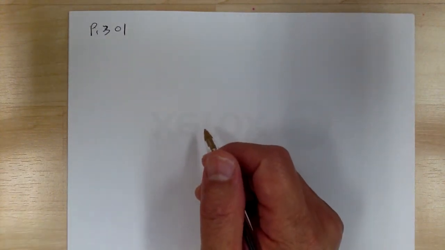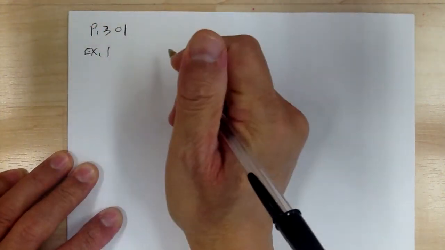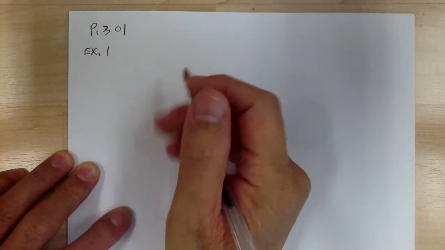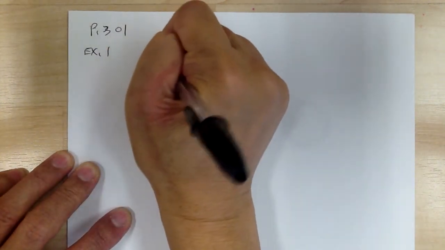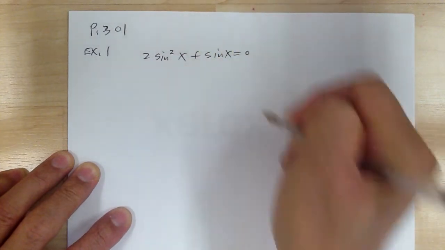Open your book to page 301. Today's lesson is solving equations. Let's go to page 301 and start with example 1. Example 1 says: find all solutions exactly for the equation 2 sine squared x plus sine x equals 0.